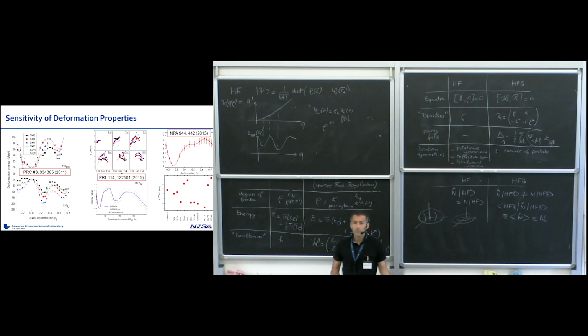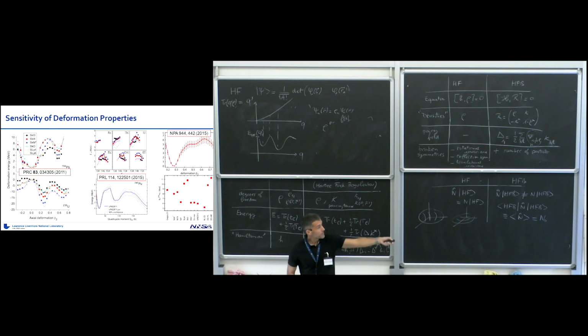But wait, there is more. It gets worse. This plot is by one of my former postdocs. So let's look at this one first. This is the potential energy curve in plutonium-240, my favorite nucleus, as a function of the quadrupole moment. So the energy as a function of the quadrupole moment for one particular energy functional, a Skyrme functional again. The blue curve is what comes out of the box. You do the HFB calculation with that Skyrme functional, and you get the blue curve.